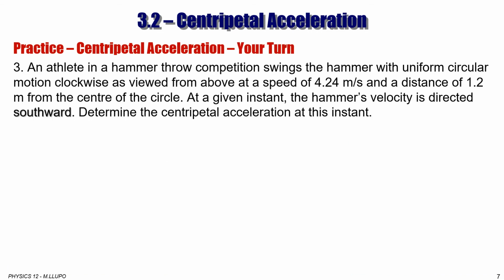Now it's your turn to practice. An athlete in a hammer throw competition swings the hammer in uniform circular motion, clockwise as viewed from above, at a speed of 4.24 meters per second at a distance of 1.2 meters from the center of the circle. So that means the radius. At a given instant, the hammer velocity is directed southward. Determine the centripetal acceleration at this instant.